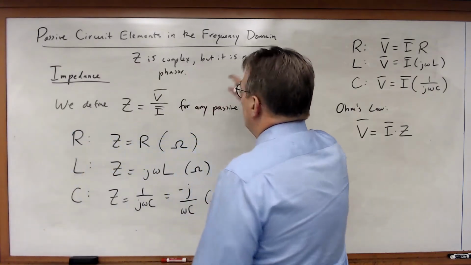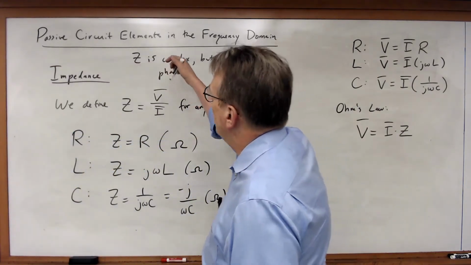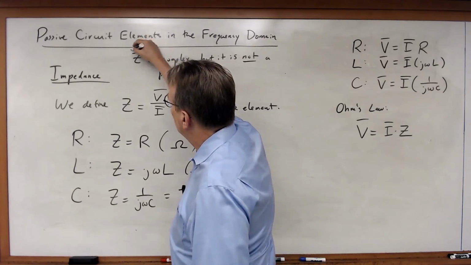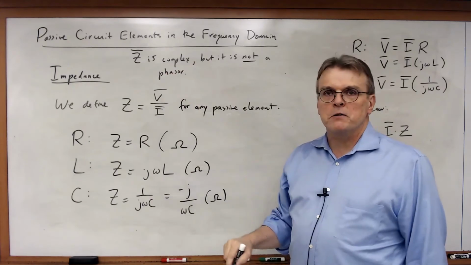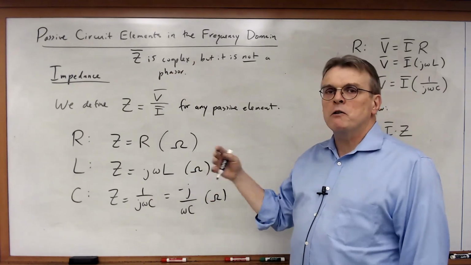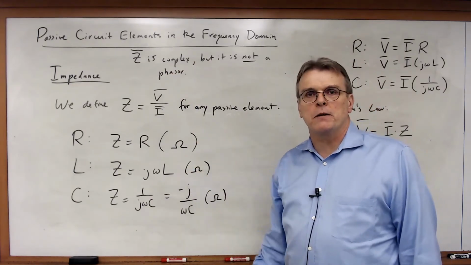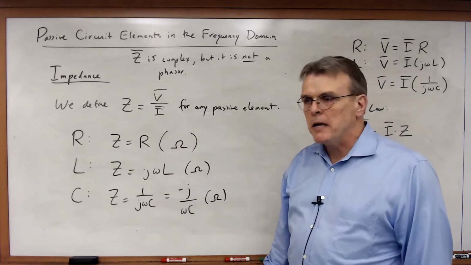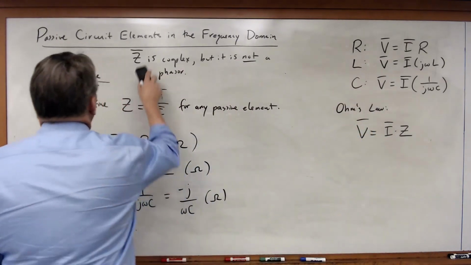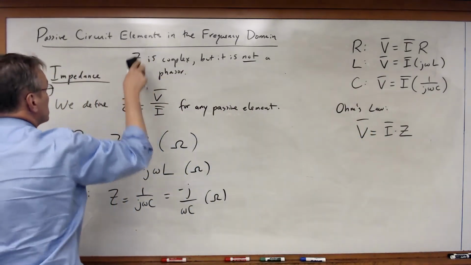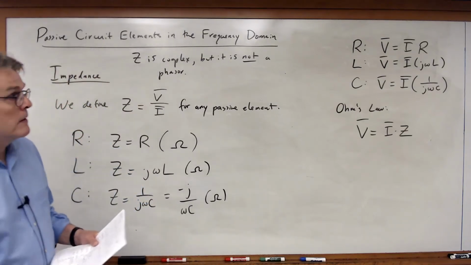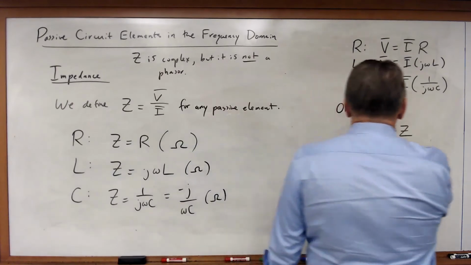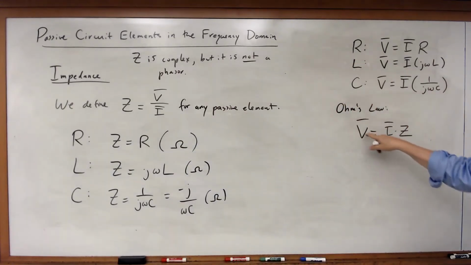So don't confuse these, but this is why you'll never see Z written with a bar over the top, because that would indicate it's a phasor, that you can turn this into something that looks like a sinusoid in the time domain. And no, you can't. Voltages are phasors, currents are phasors, impedance is not a phasor. So note, once again, how I wrote this. V phasor is equal to I phasor times Z.